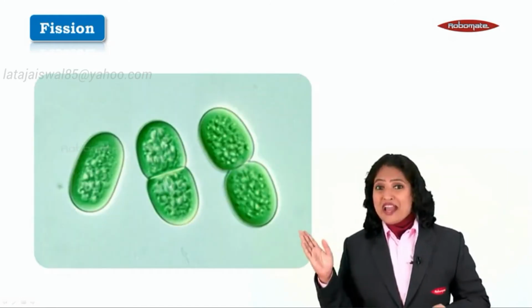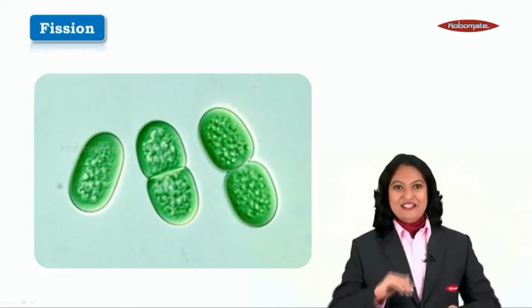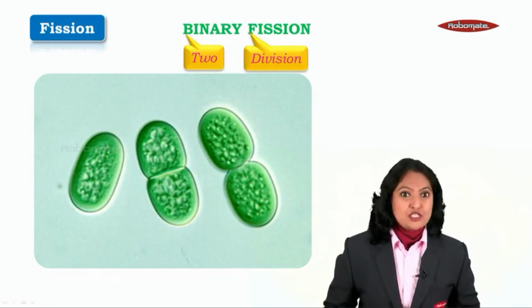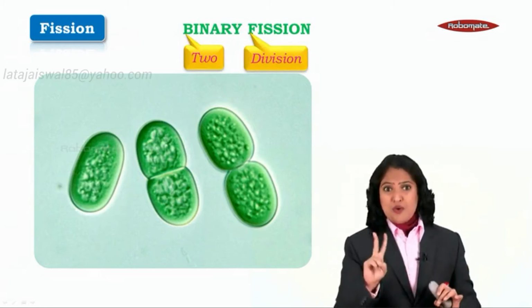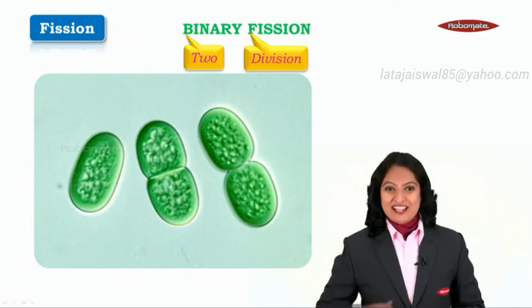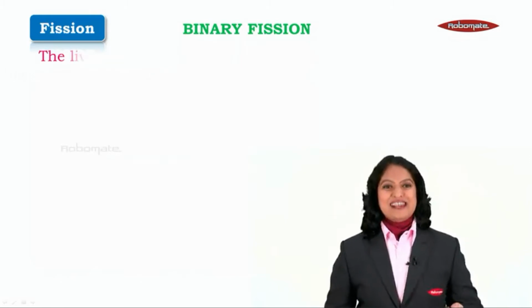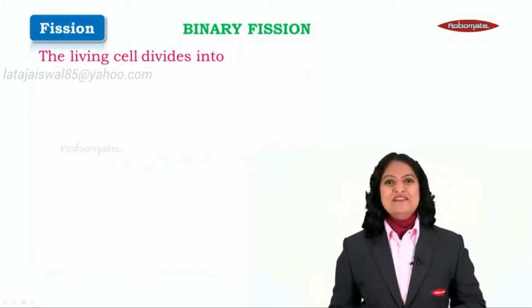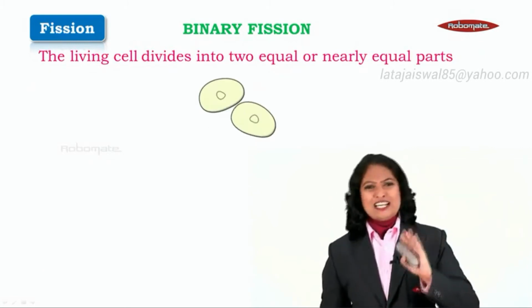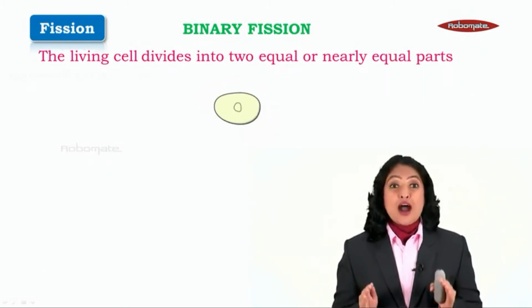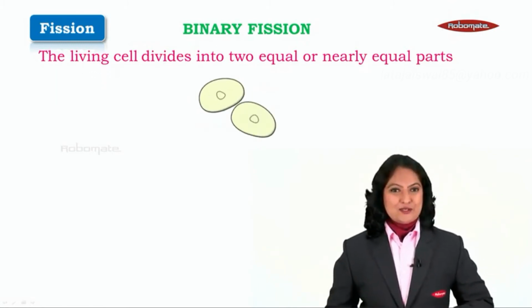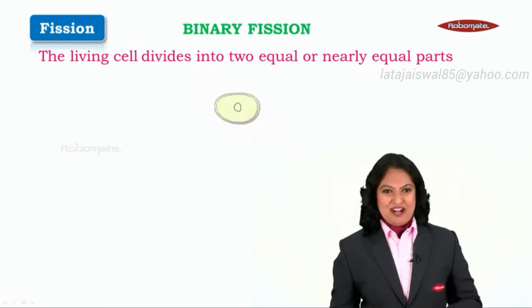Here, one organism is going to divide and create new individuals. The first type in it is binary fission. Binary, two in numbers. That means one parent is going to divide and create two new individuals. Let us find out how. A living cell divides into two equal or nearly equal parts. Try to maintain the balance. A living cell dividing into two equal or nearly equal parts.